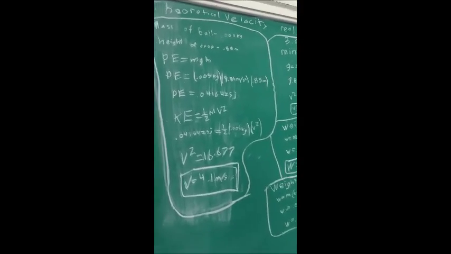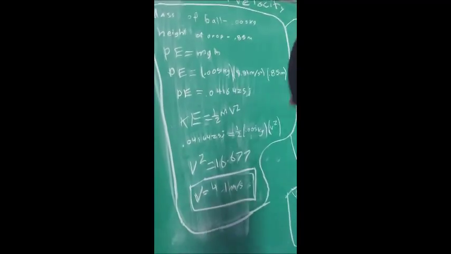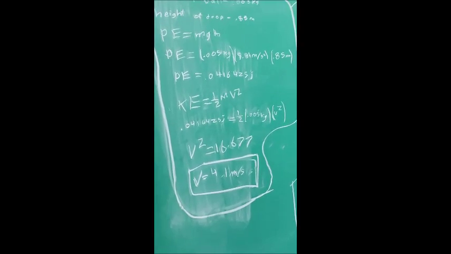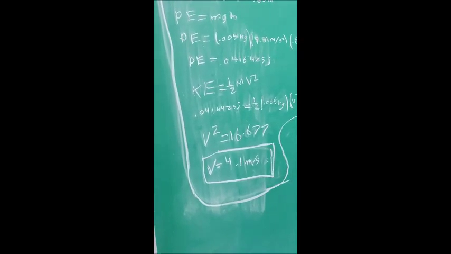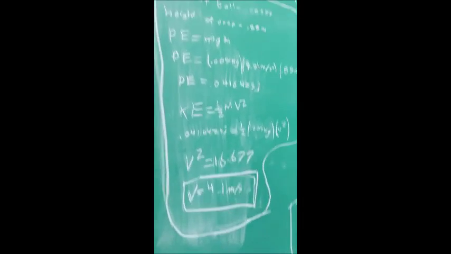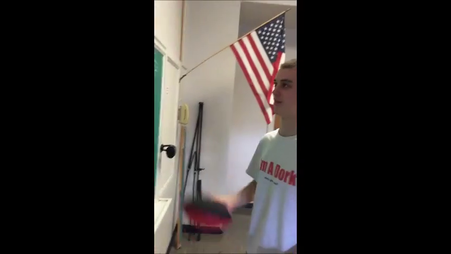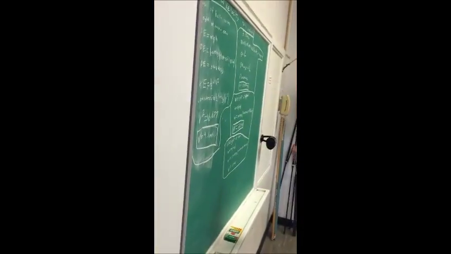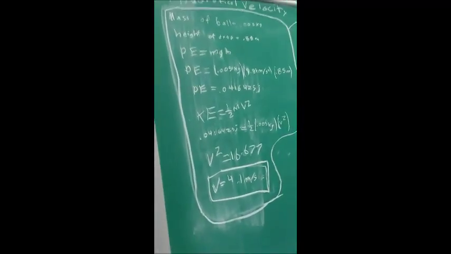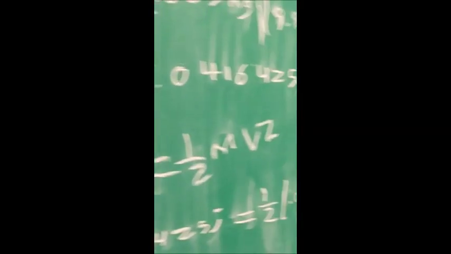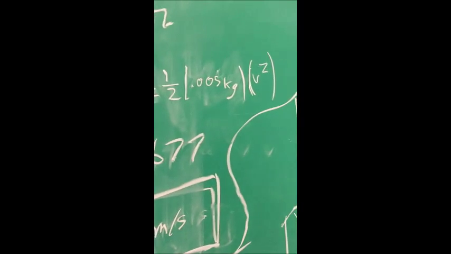Theoretical velocity was calculated by first finding the potential energy and then plugging it in as kinetic energy, because it should be the same if there's no energy lost to heat, or internal energy. To calculate the potential energy, we used mgh, the mass of the ball times the height of the drop times the acceleration due to gravity, and we got 0.04 joules. Then we plugged 0.04 joules in for the kinetic energy, which equals half mv squared.